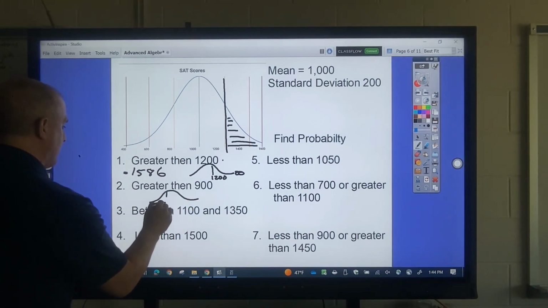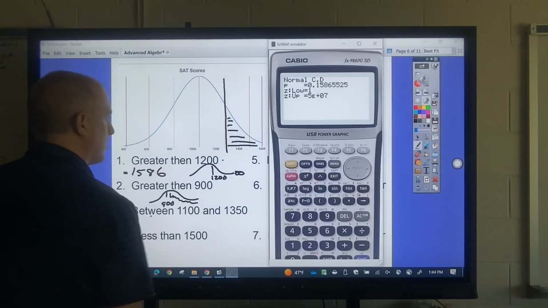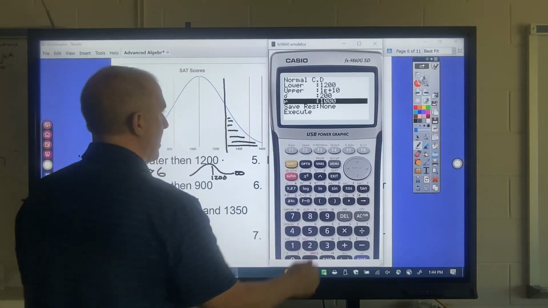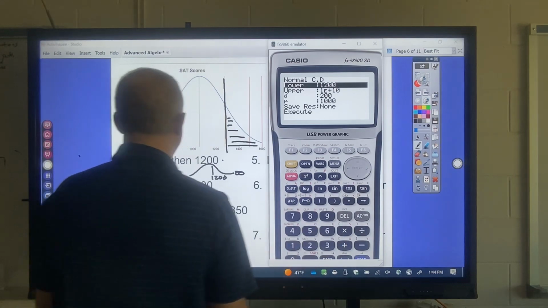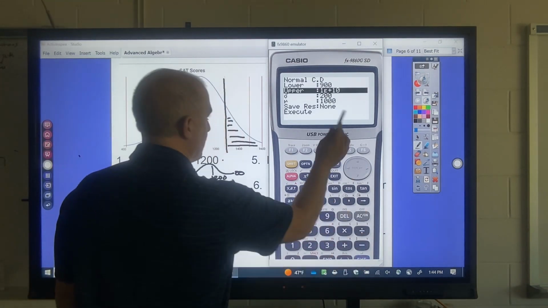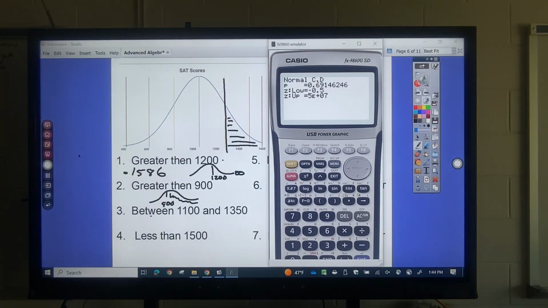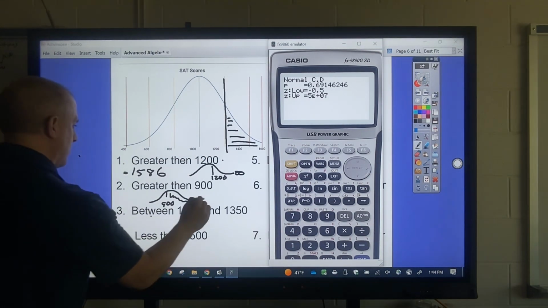Greater than 900. So I make my little curve, that's 900. Greater than would be all the way here, so that's the area under the curve. I'll hit X to go back. So my lower is going to be 900, and my upper is going to be those thousands, which are the same. And so the probability is 0.6914.